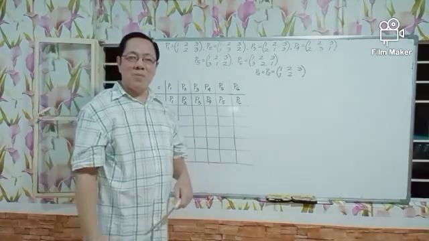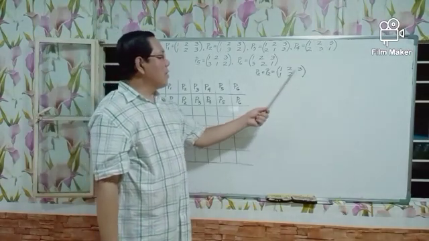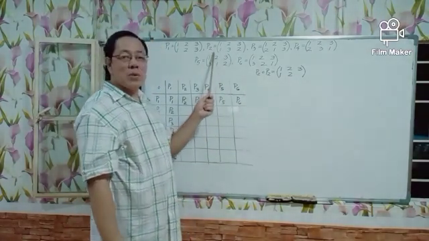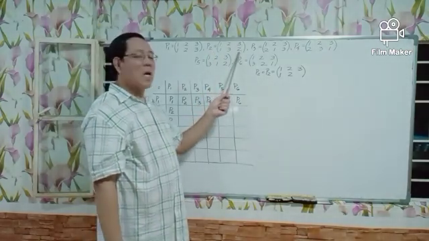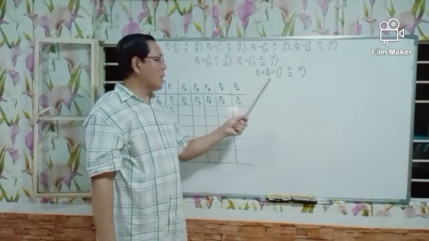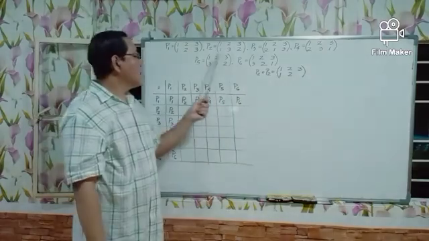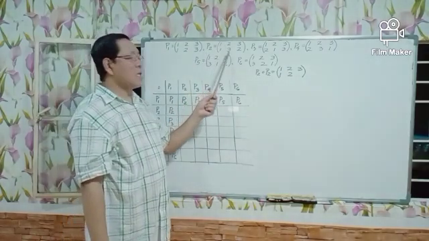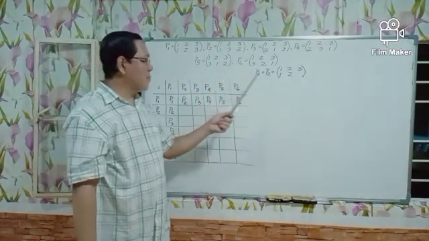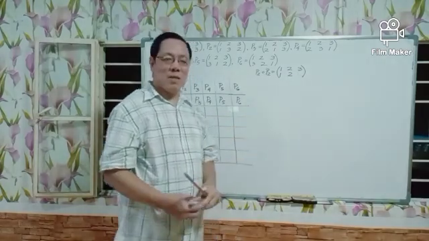Now we find the image of 3 under P2. Under P2, 3 is assigned to 2. And again, we find the image of 2 under the same function P2. Under P2, 2 is assigned to 3. Therefore, 3 is assigned to 3.